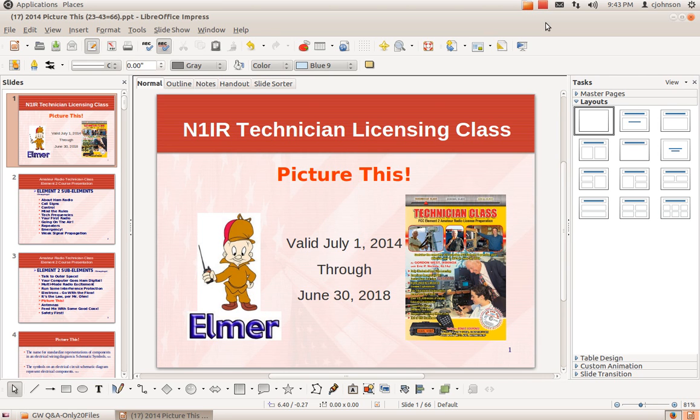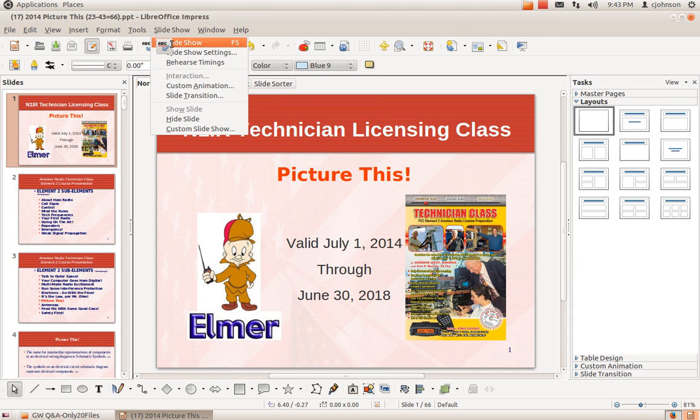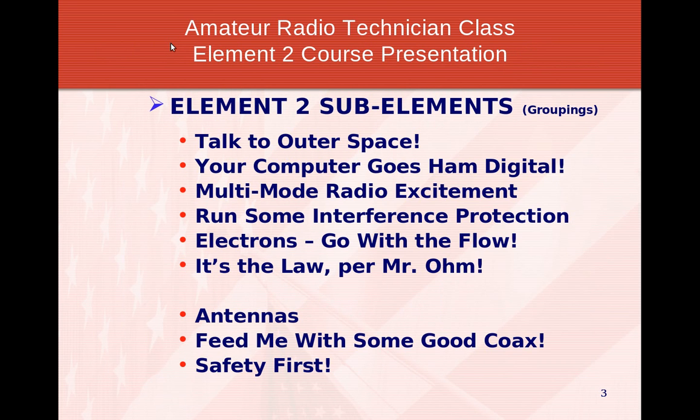This is Picture This. And this is probably one of my favorite portions of this book here. Let's go into the slideshow. Okay, we're getting closer towards the end.